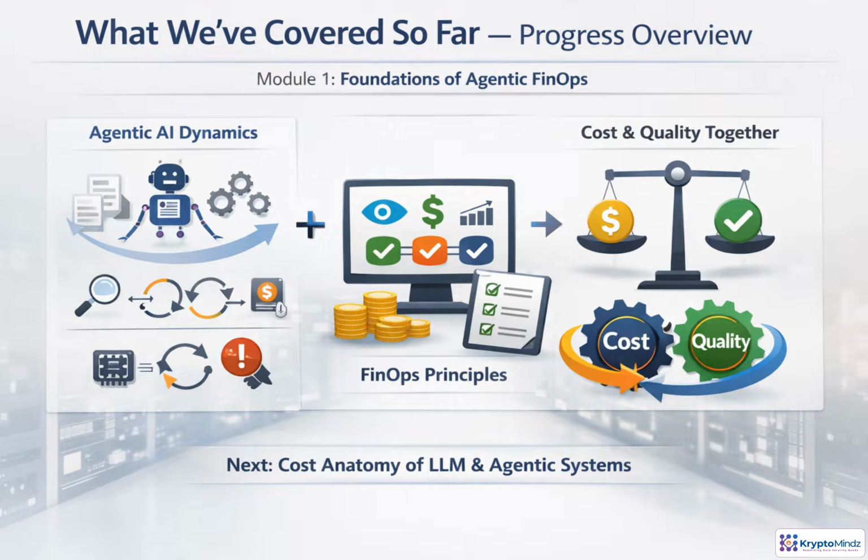So far, we've seen why agentic AI changes the FinOps problem. Agents plan, call tools, retry, remember, and create less predictable cost paths. We also applied core FinOps practices to AI workloads. Now, we connect the two. Cost and quality need to be governed together. Before we break down cost anatomy next.